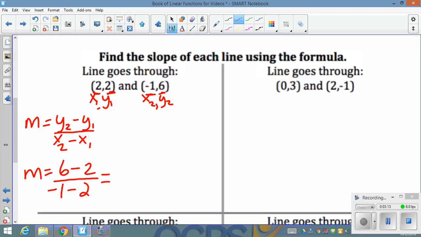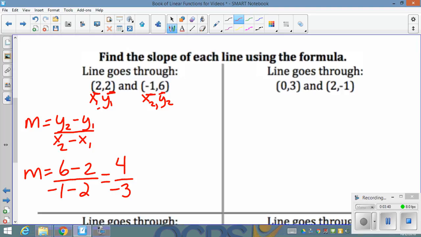Now I do my arithmetic. 6 minus 2 is 4. Negative 1 minus 2: the signs are the same, so I add and keep the sign, which is negative 3. We are going to leave our answer as negative 4/3. Do not change it to a decimal. We want our slope to be a fraction. So my slope here is negative 4 over 3, or 4 over negative 3.